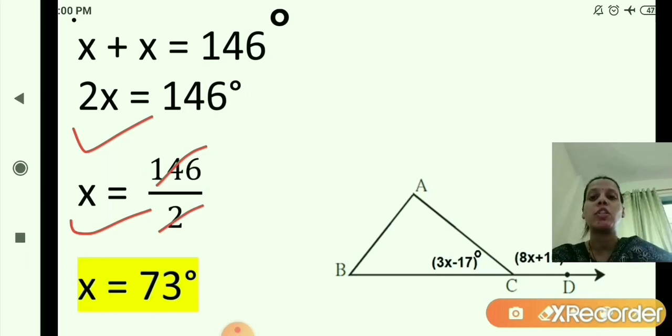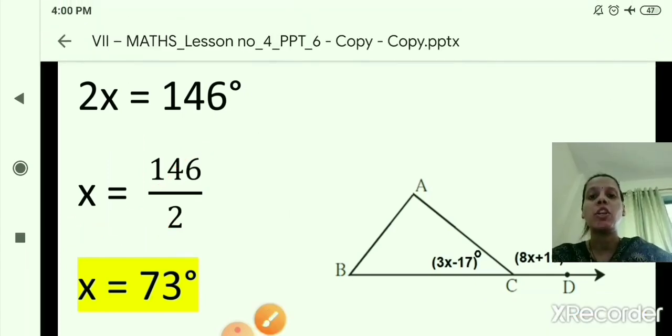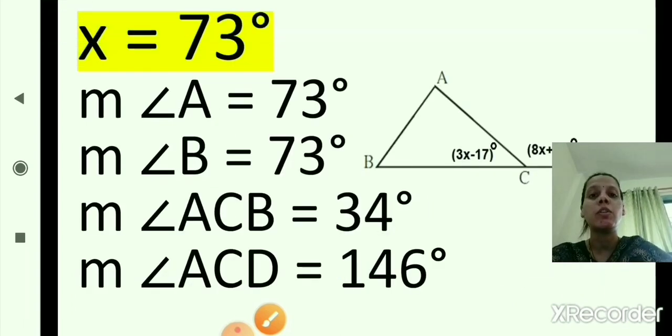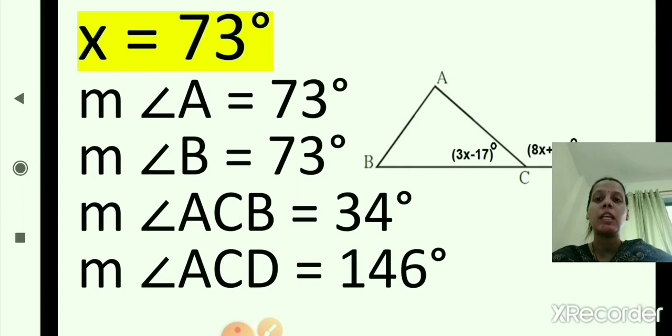So what is the measure of angle A? Measure of angle A is equal to 73 degrees. Measure of angle B is equal to 73 degrees. Measure of angle ACB is equal to 34 degrees. And measure of angle ACD is equal to 146 degrees. I hope you are clear with this answer.